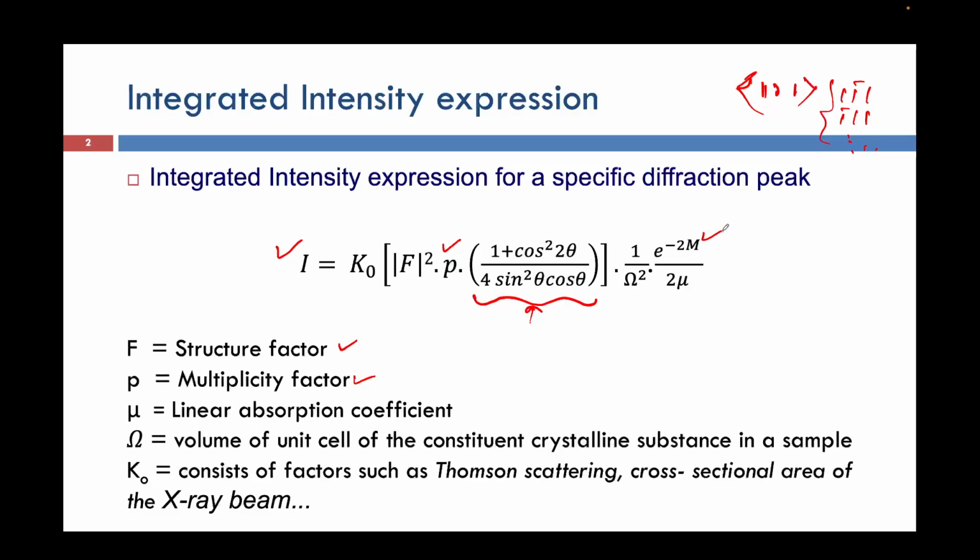And this is the e to the power minus 2M. If you remember, this is the temperature factor, or Debye-Waller factor, which we have incorporated, and 1 by 2 mu. Here this mu is the linear absorption coefficient, because when the X-ray penetrates a material, it is not necessary that all the X-rays will be reflected back. Some of the X-rays will be absorbed, and how much absorption will happen, this mu will give us. And this omega is the volume of the unit cell, like how much intensity we are getting from a particular area.